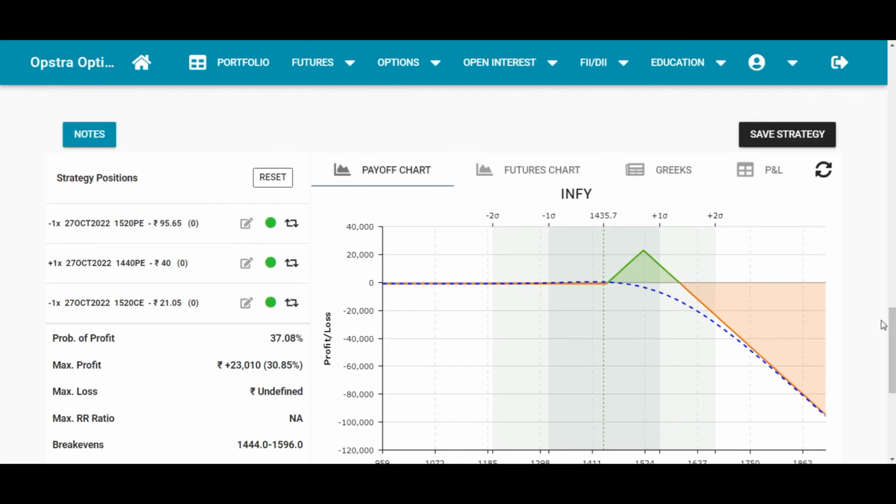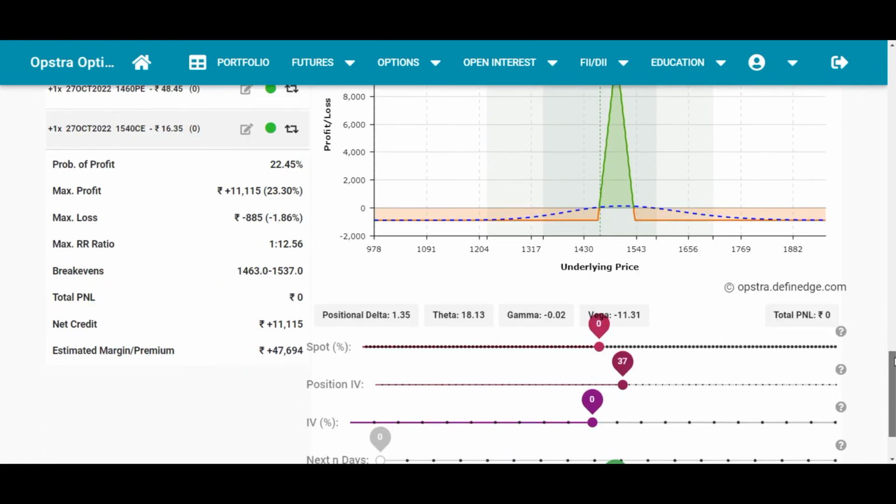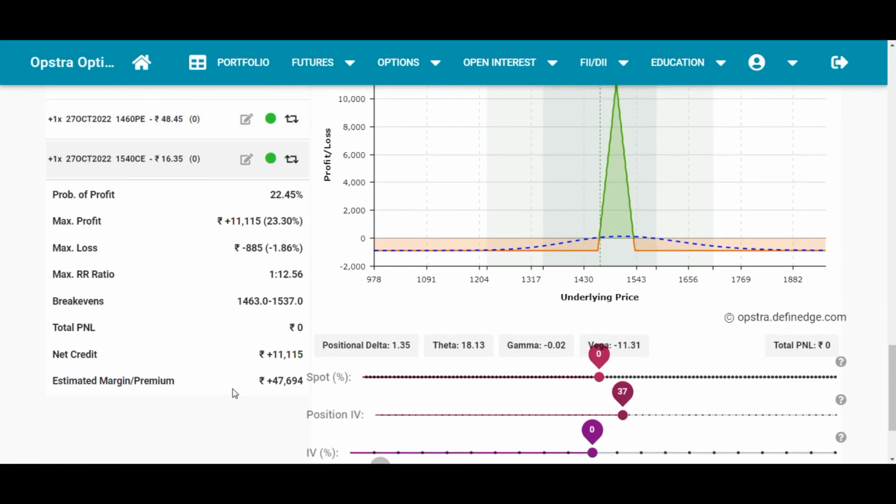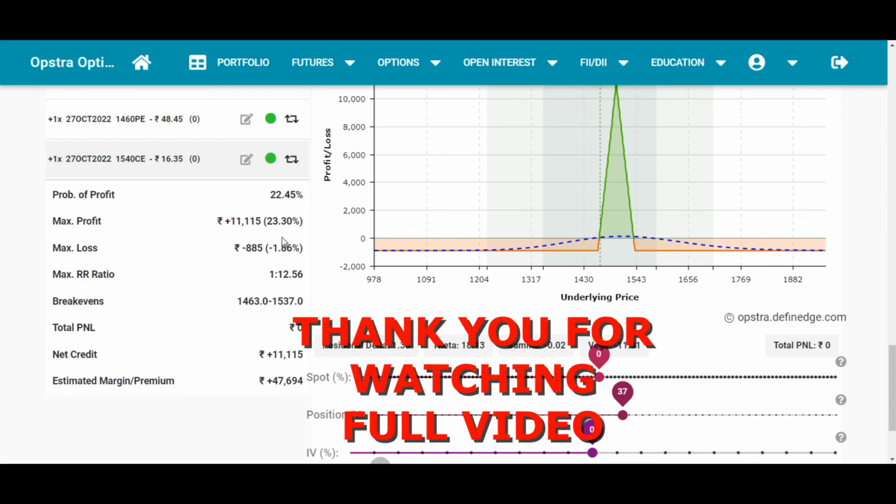So friends, these were my two strategies. The first one is the modified range price strategy, wherein you will be required a capital of 47,694 rupees and you will end up making a profit of 11,115 rupees or a max loss of 885 rupees. So even if you don't do any adjustments, you will end up with a max loss of only 885 rupees, or you will make a profit of 11,115 rupees if Infosys is trading at somewhere around 1500 rupees.